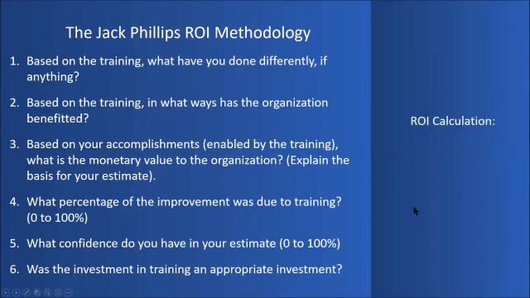And then the calculation is very simple, right? You take the benefits and the costs. But what Jack really adds to this is that you can see in 4 and 5, you're really getting a way to be very conservative about your estimate. So you might estimate that you saved the organization $100,000. Well, what percentage of the improvement was due to training? Well, maybe 50%. So you can see that's going to cut it down to $50,000. And then what confidence do you have? And that's, again, going to cut it down. So the benefit side of the equation, the top part of the equation, is a very conservative estimate.